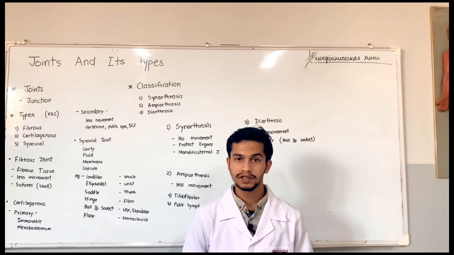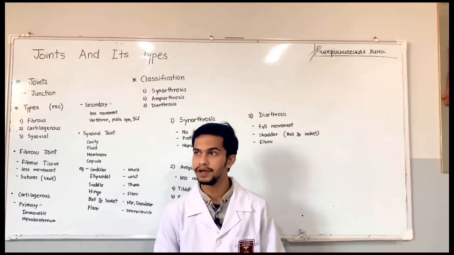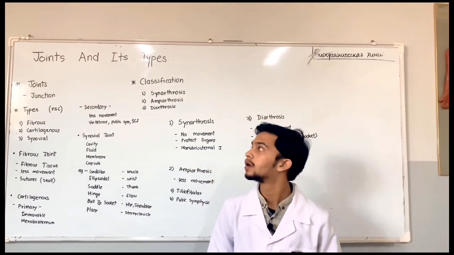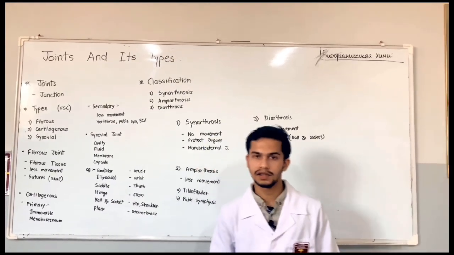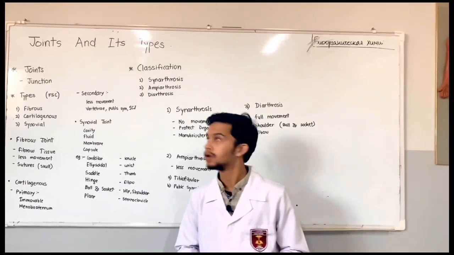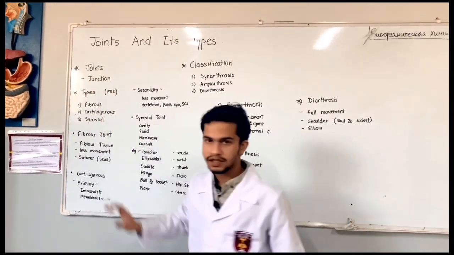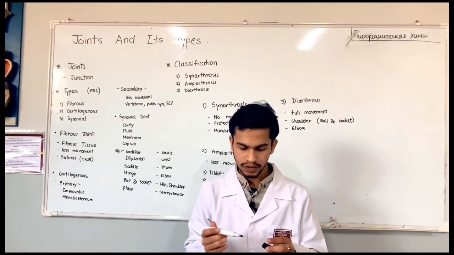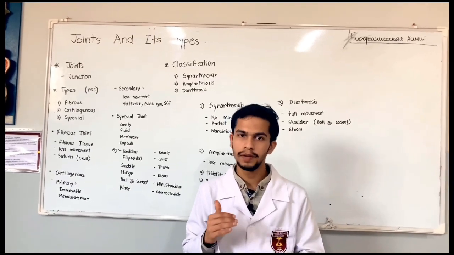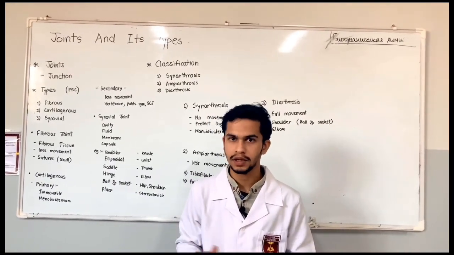Myself, Dr. Mudassir Ali, student of Osh International Medical University from first year. Today, my topic of presentation is joints and its types. First of all, the definition of joint. A joint is the junction where two or more bones connect and form movable or slightly movable joints.